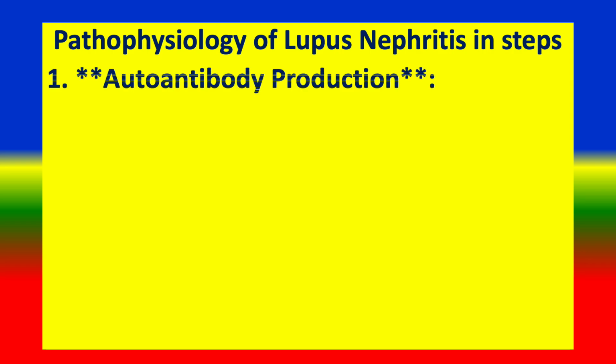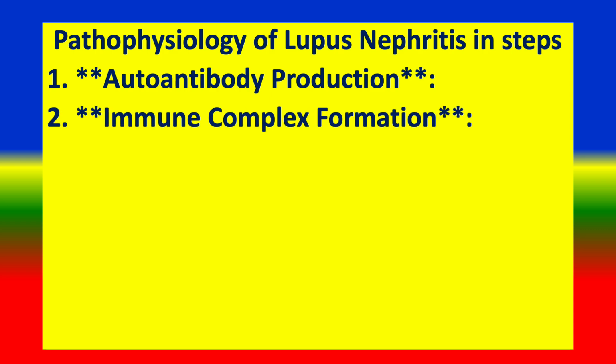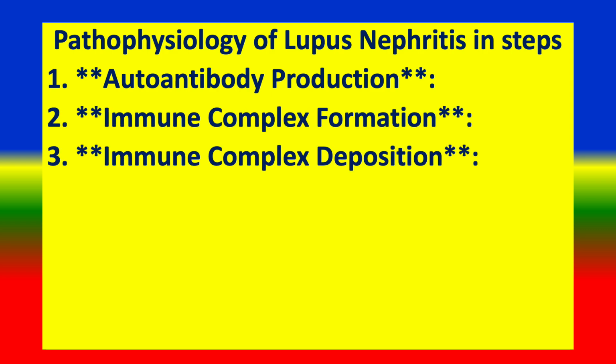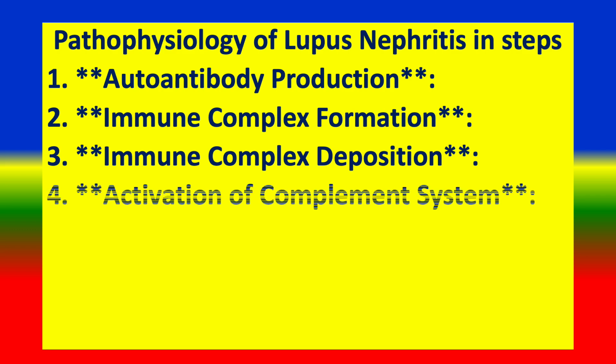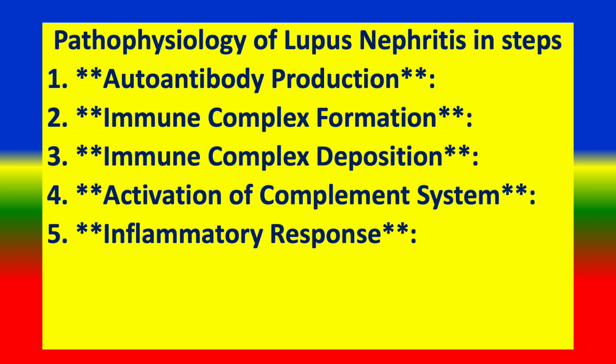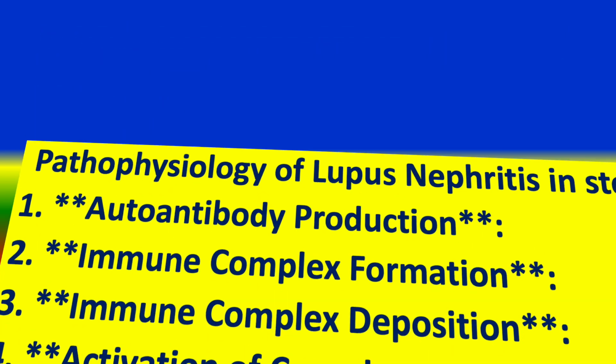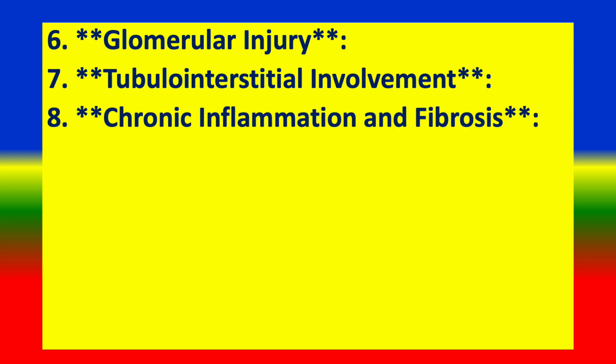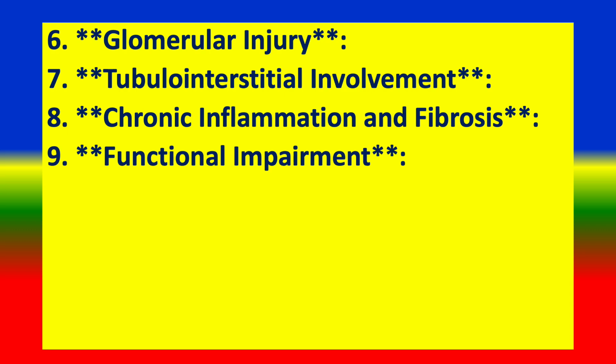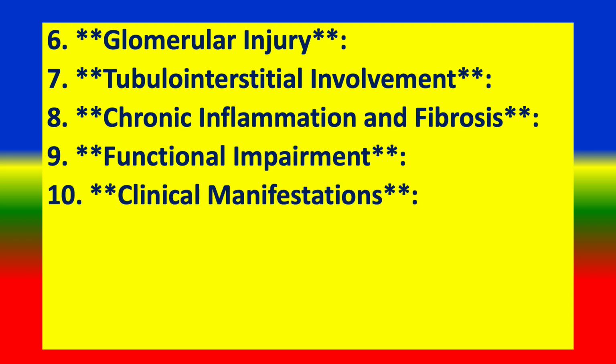Pathophysiology of lupus nephritis in steps: 1. Autoantibody production. 2. Immune complex formation. 3. Immune complex deposition. 4. Activation of complement system. 5. Inflammatory response. 6. Glomerular injury. 7. Tubulointerstitial involvement. 8. Chronic inflammation and fibrosis. 9. Functional impairment. 10. Clinical manifestations.